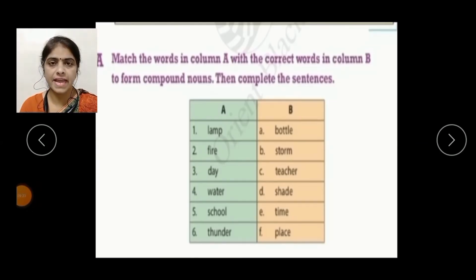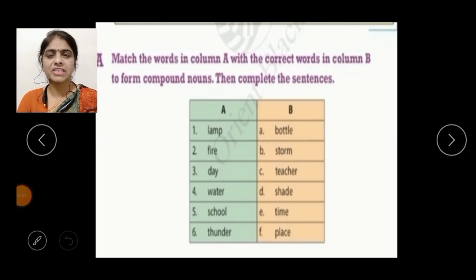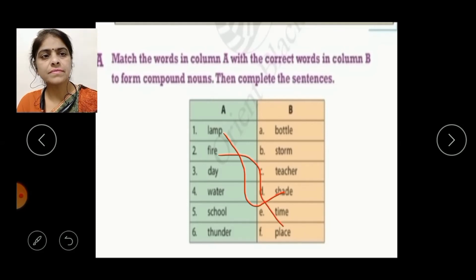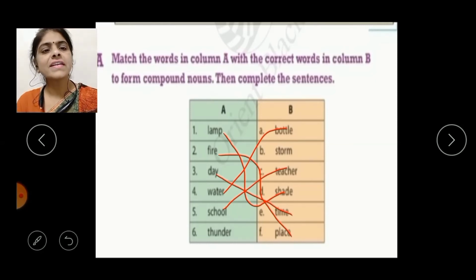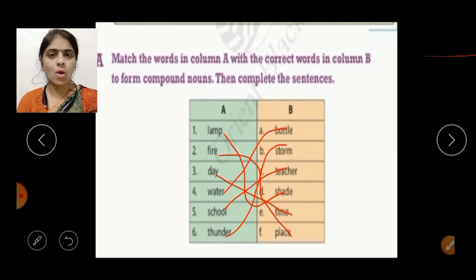Here is the exercise A, which is given on the page number 42. In this exercise, we have to match the words in column A with the correct words in column B to form compound nouns. Then complete the sentences. So let's start matching with me. The first one is lamp. Lamp, shed. Then fire, place. Then day, time. Then water, bottle. And then school, teacher. And the last is thunder, storm. So here column A and column B are matched and compound nouns are also formed. And these are lampshade, fireplace, daytime, water bottle, school teacher and thunderstorm.